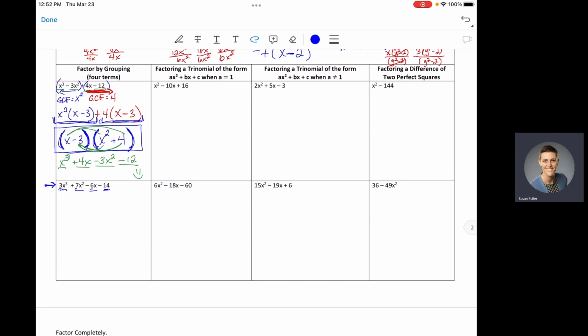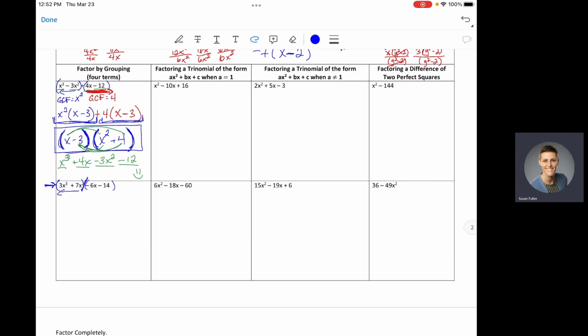And look at our variables. X to the third, x squared, x, and no x's. Since there's no x in the 14, we aren't going to have a greatest common factor with an x in it. So no greatest common factor other than 1 here. So now we're just going to start grouping. So you're going to chop this in half. You're going to have one group over here and one group over here.